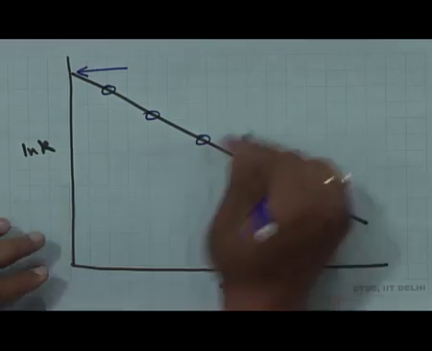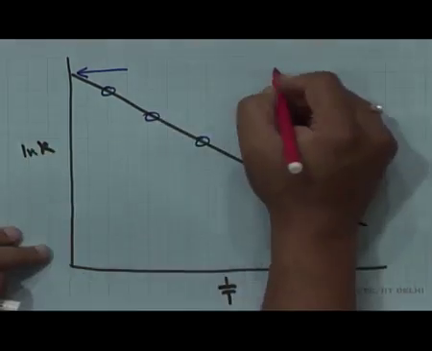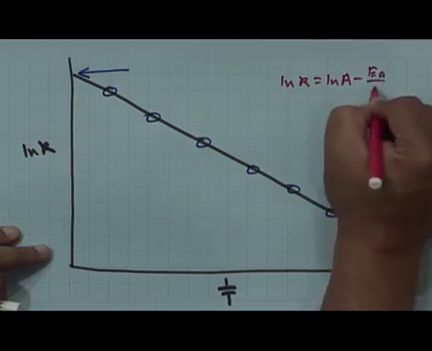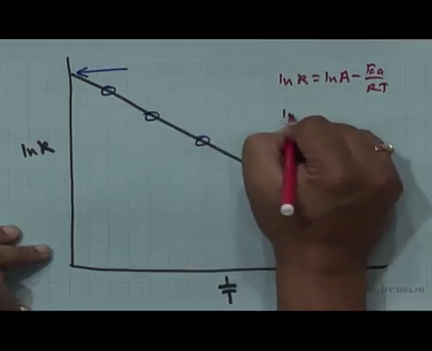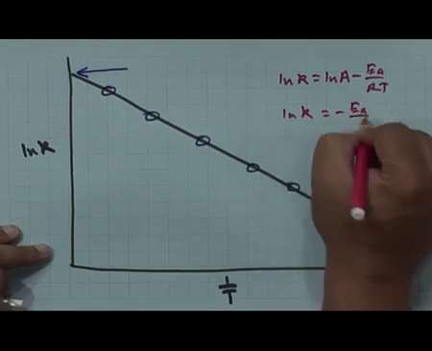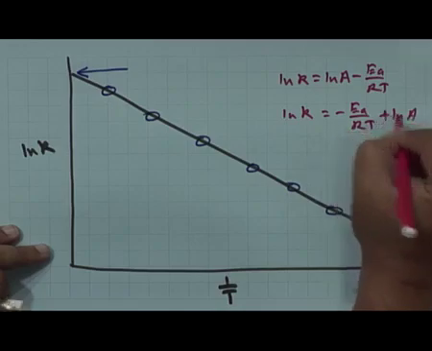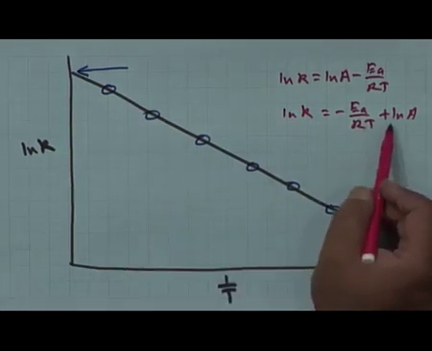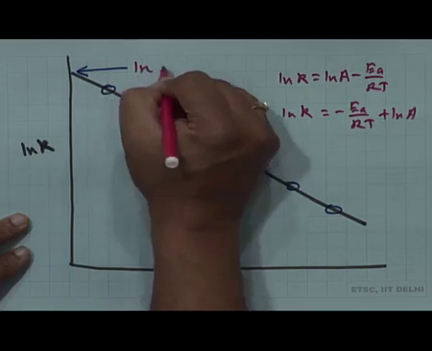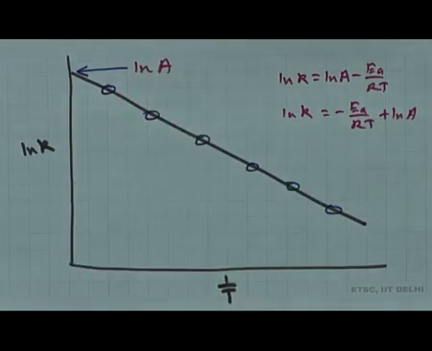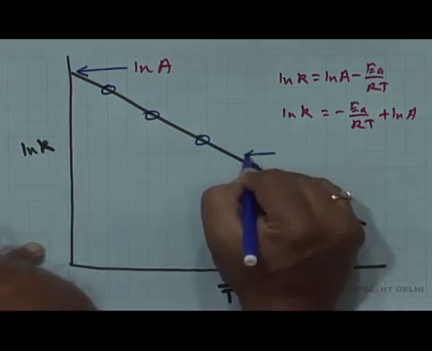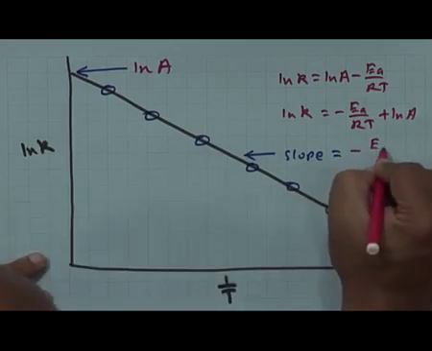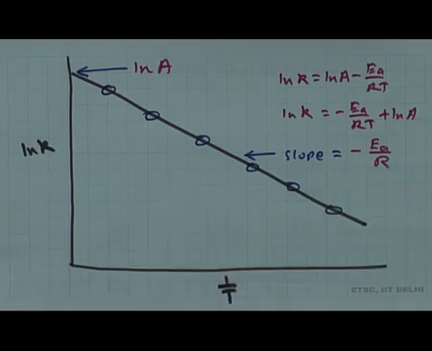Remember what the equation was, right? Let me write the equation again. The equation was natural log of k is equal to ln A minus E a over R T, which we rewrote as ln k is equal to minus E a over R T plus ln A, right. And what we are doing is plotting ln k against 1 by T. So, then what is the intercept? The intercept is natural log of A, and what about the slope now? The slope is equal to minus E a over R, right.